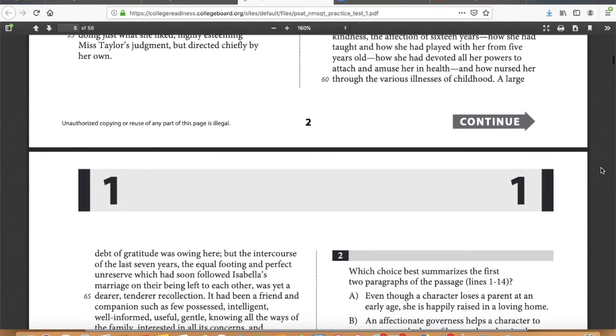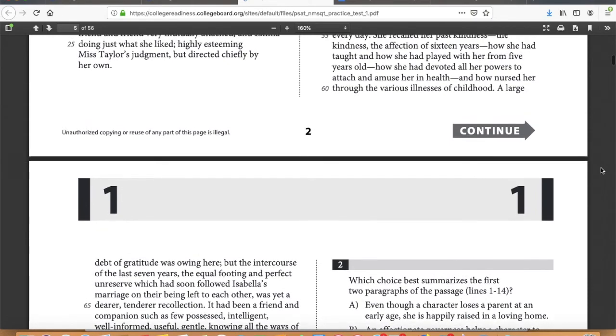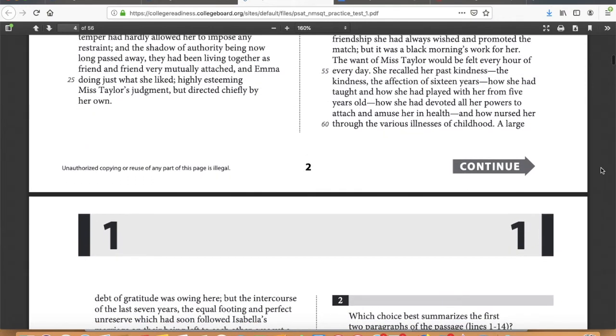A large debt of gratitude was owing here. All right, I'm going to stop you real quick. What is going on here in this part of the passage? She's just kind of thinking back on everything. Yeah, like on her childhood, right? Right. And what's she thinking about, specifically? How she had gotten to know Miss Taylor. And how she had just gone through life with her. Yeah, and how Miss Taylor took care of her. Right. Like she had illnesses in childhood, and Miss Taylor always played with her and amused her in health. Okay.